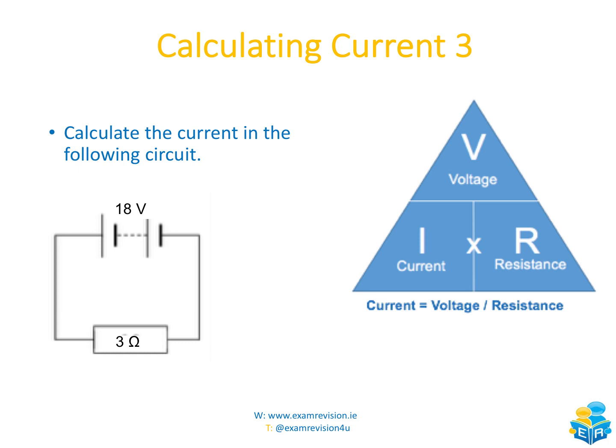And the final one on current, calculate the current in the following circuit. Very similar here again. The current is equal to the voltage over the resistance. Voltage in this case is 18, resistance is 3, so the current there is 6 amps.